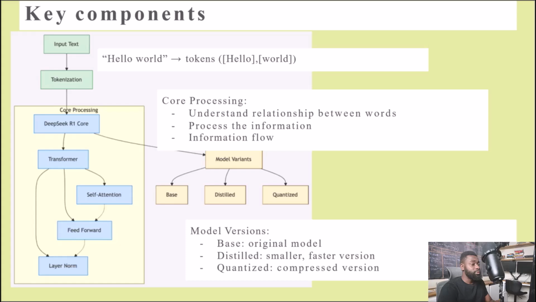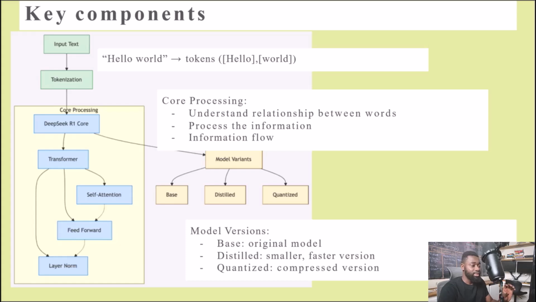So if you look at this diagram here, these are key components of what we just saw. At the top we have input text that goes in, and all of this has to be transformed into tokens. Essentially we take raw input text processed by the system, let's say "hello world," and that would transform into tokens, something like "hello" and then "world." These tokens are what is fed through the core processing.